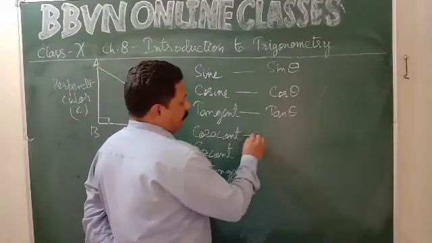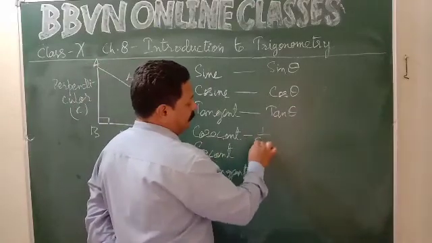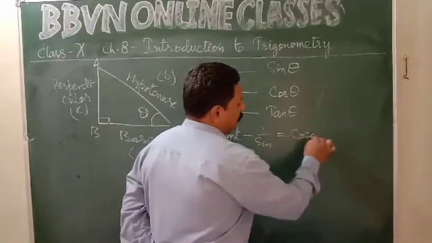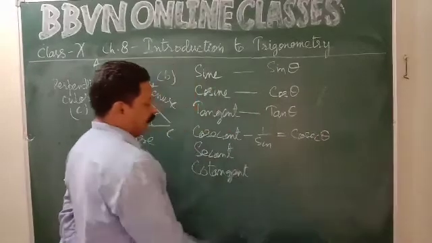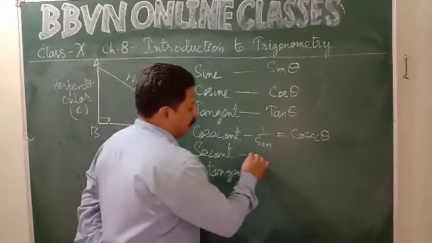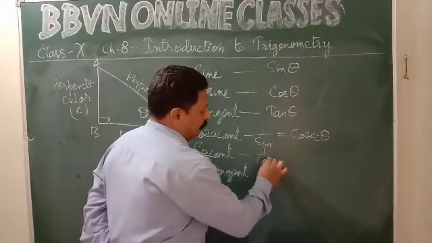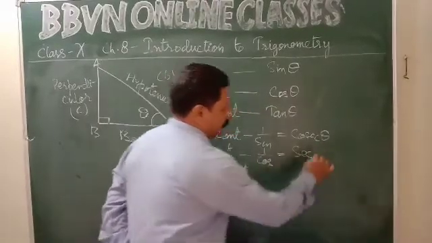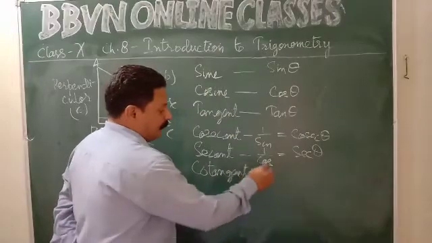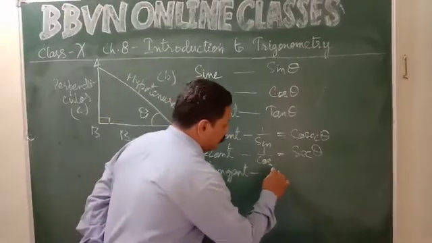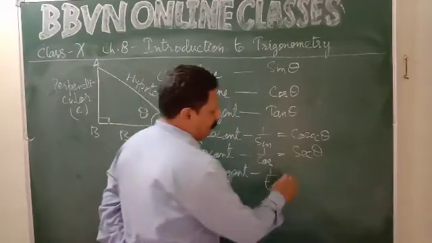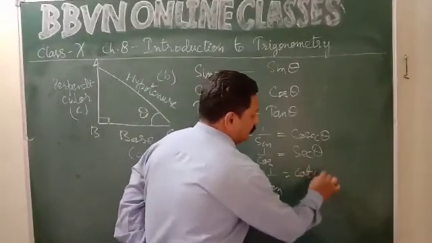Cosecant is the reciprocal of the sine ratio, 1 upon sine. In short, it is written as cosec theta. The secant ratio is the reciprocal of the cosine ratio, 1 upon cos. In short, it is written as sec of angle theta. The cotangent ratio is the reciprocal of the tangent ratio, 1 upon tan. So this is cot theta.